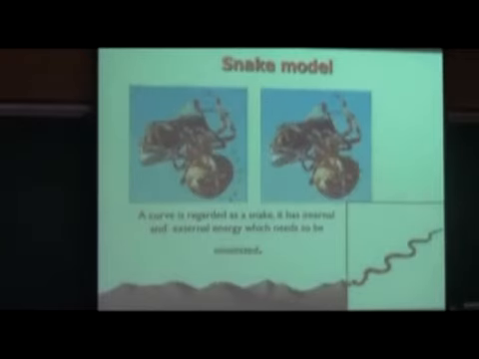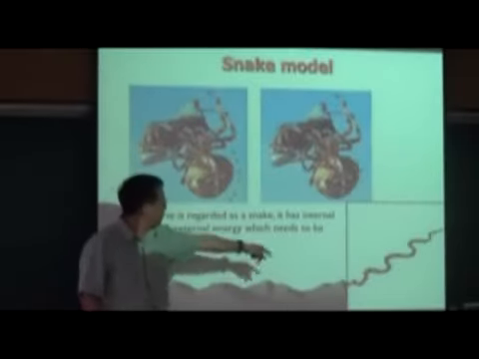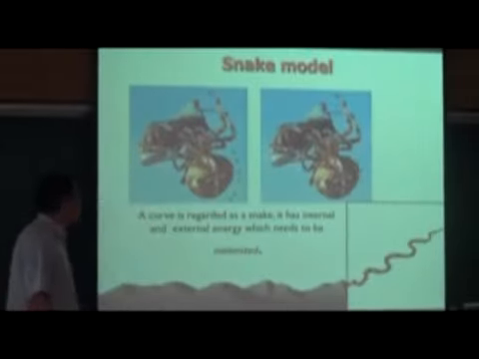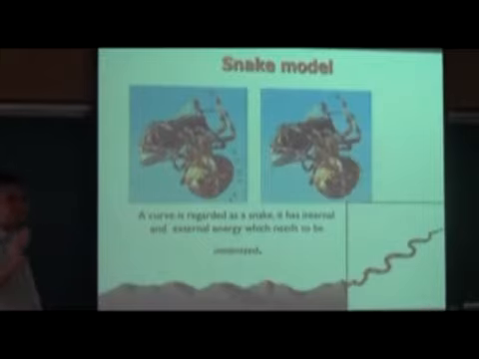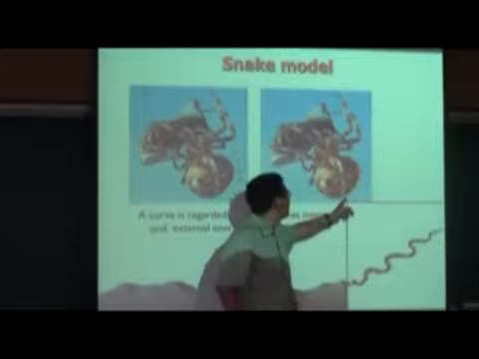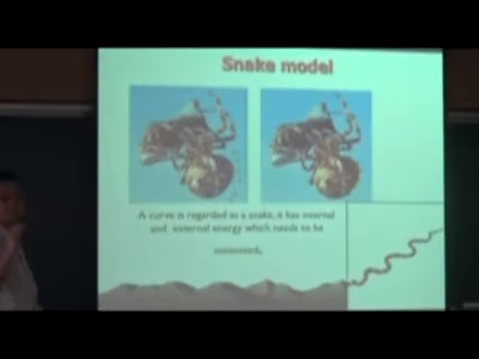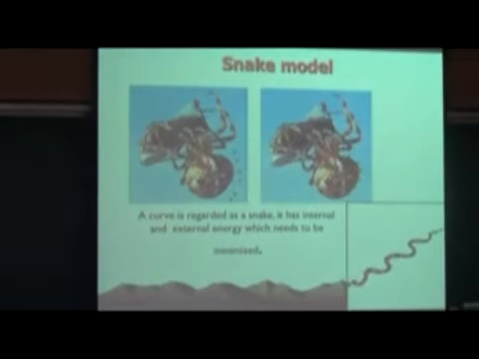I think the first variational method is the so-called Snake Model. This is still commonly used in medical applications. The Snake Model essentially regards the curve as a snake. So I draw a snake. You want to move this curve, and ideally, when this curve moves to the boundary you want, you should stop. You should stop moving it anymore. How do you do that?